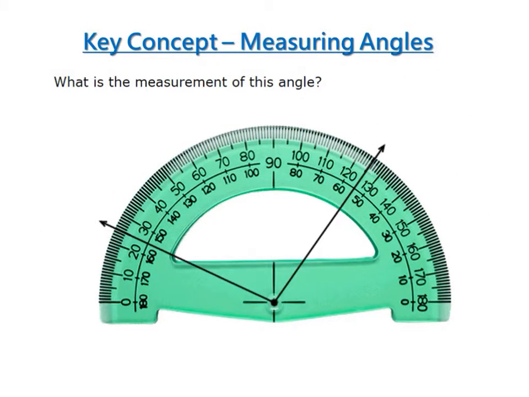Here I have 125 as my large number, 25 as my small number. So if I take 125 minus 25, the measurement of this angle is 100 degrees.